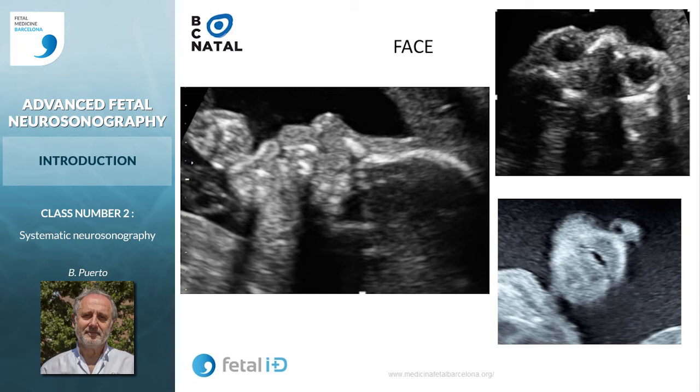Till now, we have seen the characteristics and the different structures seen in the axial views. Let's continue with the structures in the sagittal and coronal views.